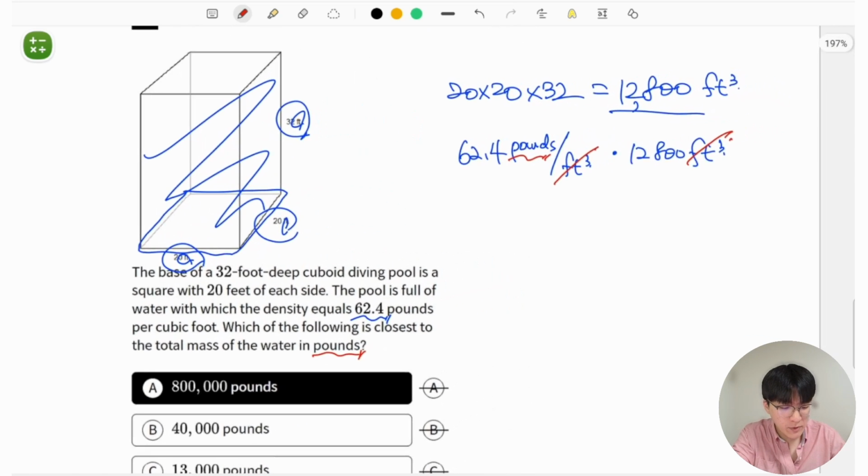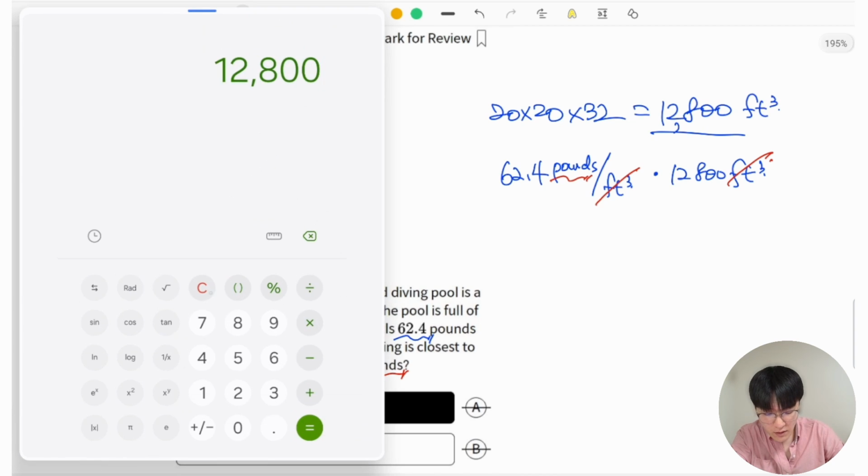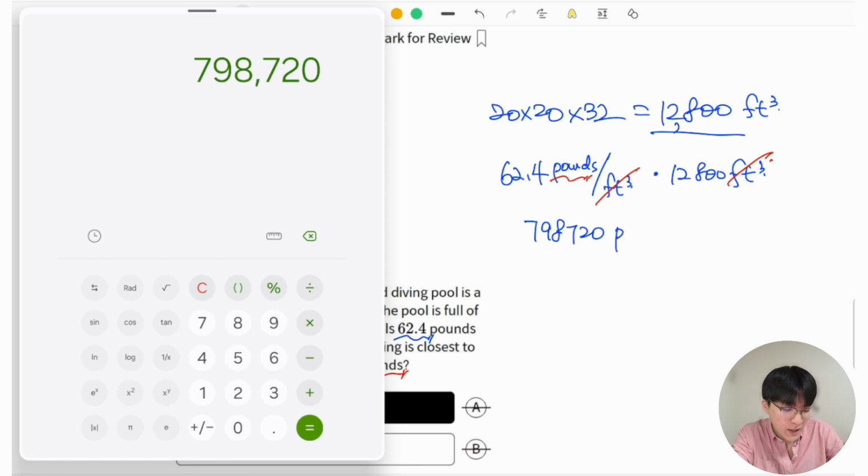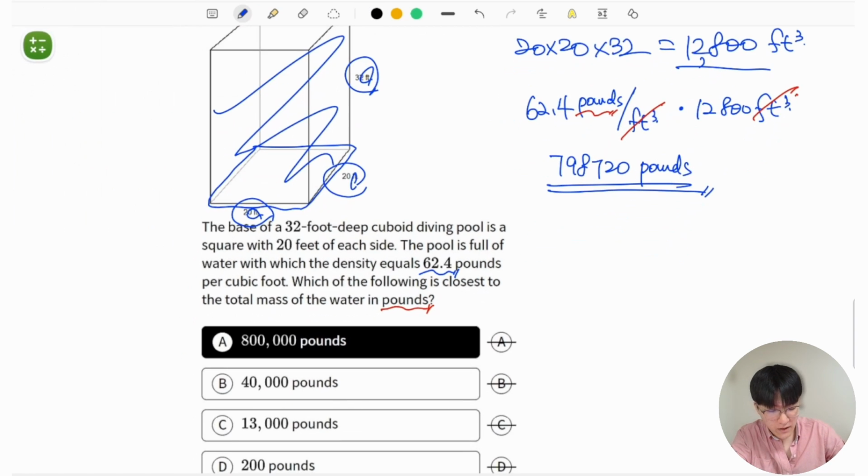So we stumbled upon converting the units, and we found out that 62.4 times 12,800 is the answer that we're looking for, and we get 798,720 pounds, which is closest to simply 800,000 pounds. Okay, closest to.